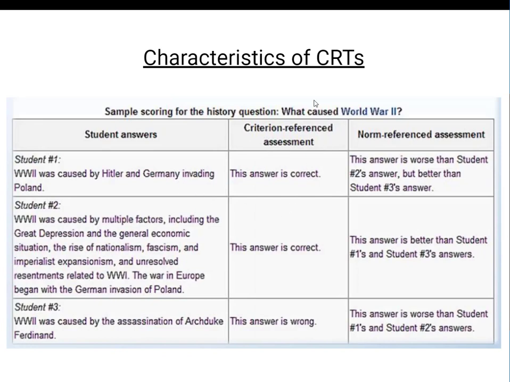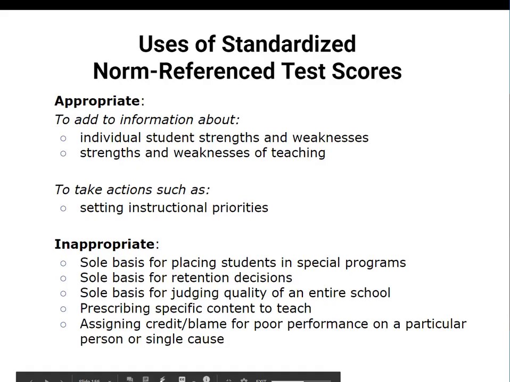So they're comparing the students' answers to one another versus just looking to see if the student got the answer correct. In the classroom, we don't want to compare students to one another. We want students to demonstrate mastery against our objectives. What we do in our classroom is more like a criterion-referenced assessment than a norm-referenced assessment.